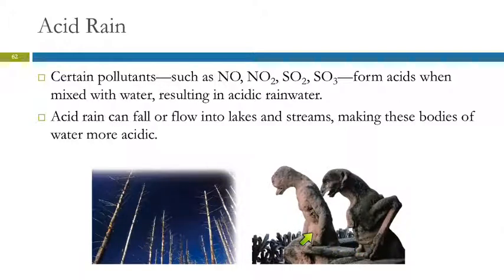Here's a picture of two very old statues, but this one has been sheltered from the rain, and this one has not. And you can see that the acid rain is just literally eating the stone away. So that is something that we should be concerned about, is these sorts of pollutants in the air. It's not just that they cause smog, I mean they do, but it's also that they cause acid rain, which has lots of negative consequences.